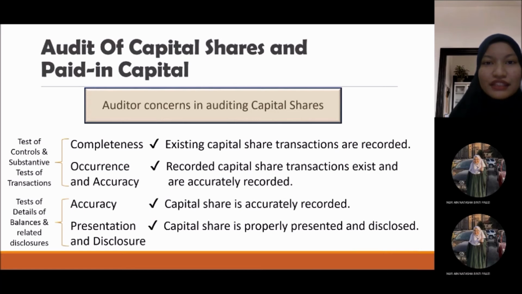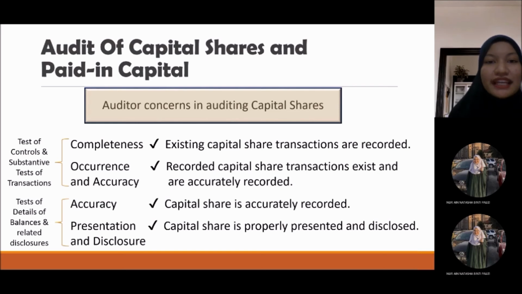Second is occurrence and accuracy, where recorded capital share transactions exist and are accurately recorded. Extensive auditing is required for transactions involving issuance of capital share, such as issuance of new capital share for cash, the merger with another company through an exchange of share, donated shares, and the purchase of treasury shares. The third one is accuracy, as capital share is accurately recorded. Auditors verify the ending balance in the capital share account by first determining the number of shares outstanding at the balance sheet date. A confirmation from the transfer agent is the simplest way to obtain this information. When no transfer agent exists, the auditor must rely on examining the share records and accounting for all shares outstanding in share certificate records, examining all cancelled certificates, and accounting for blank certificates.